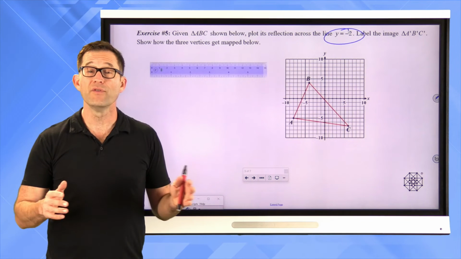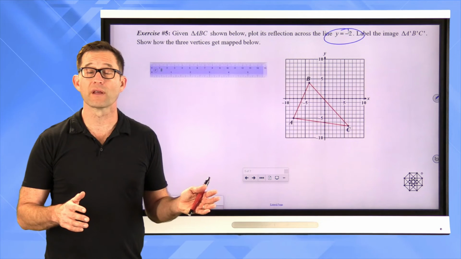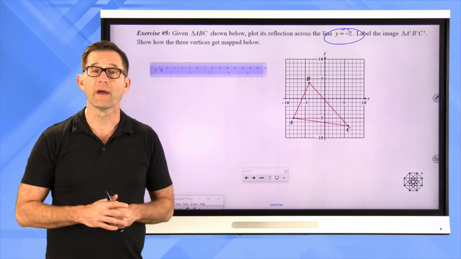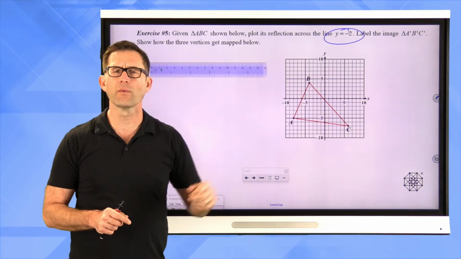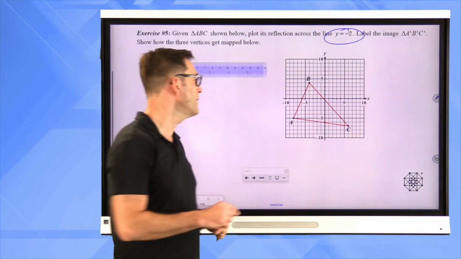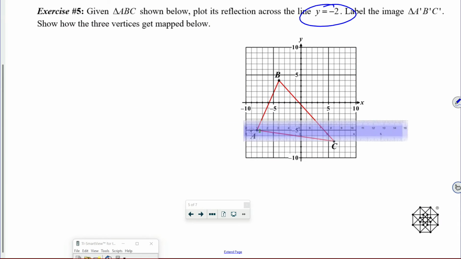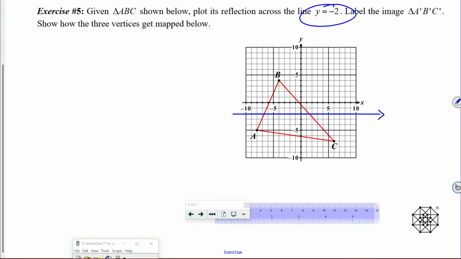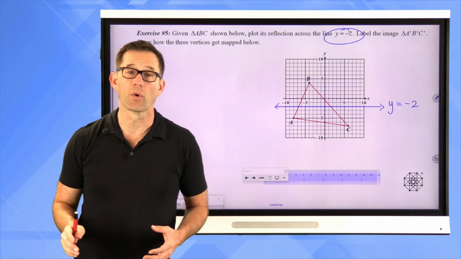All right, well, if you need to plot points again for this particular line, that's great. Eventually, I hope you're able to look at this and say, y equals -2. That's a horizontal line, right, that is simply 2 units below the x-axis. So I'm going to graph y equals -2 on my coordinate grid. And now I've got something to work with, right?